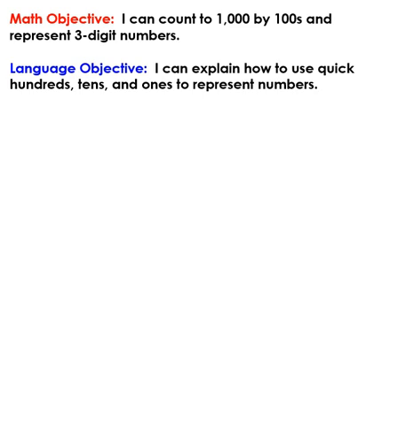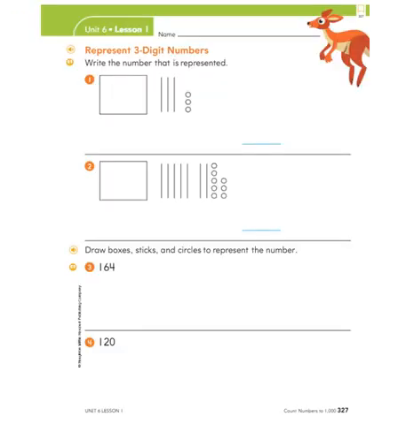And we also have to be able to represent those 3-digit numbers using quick hundreds, tens, and ones. And you're going to do that on your worksheet. So your worksheet today is page 327 out of your workbook. On page 327 at the top, number 1 and number 2, they show you the boxes, sticks, and circles, so the quick hundreds, tens, and ones, and you need to write the 3-digit number on the line.